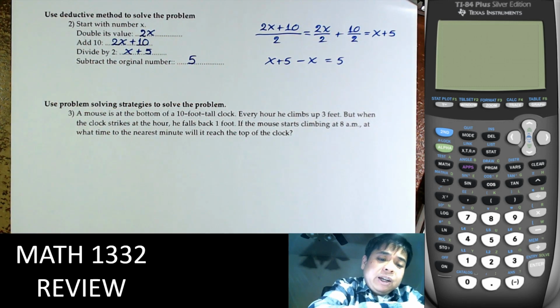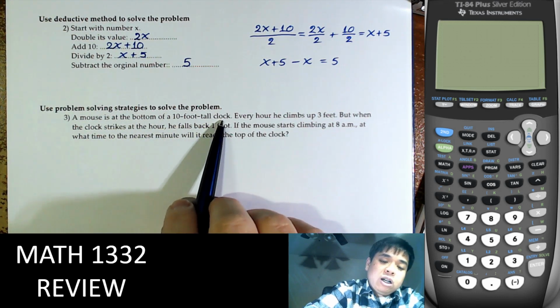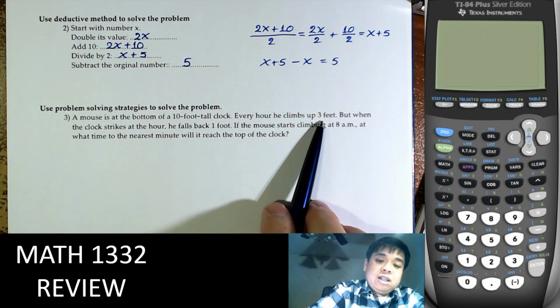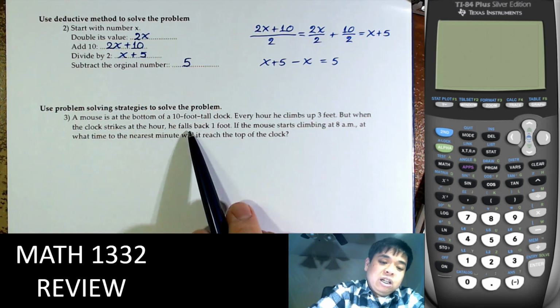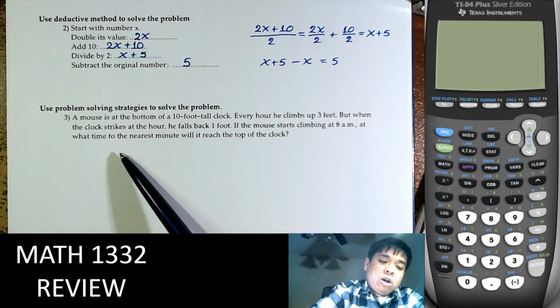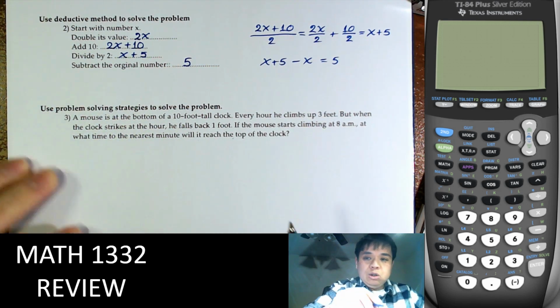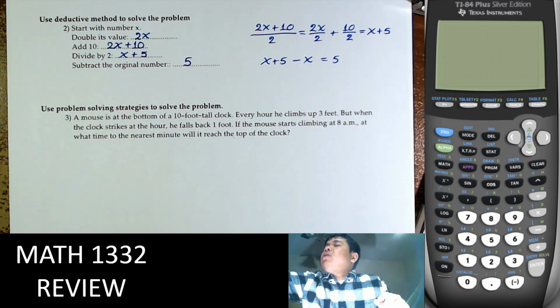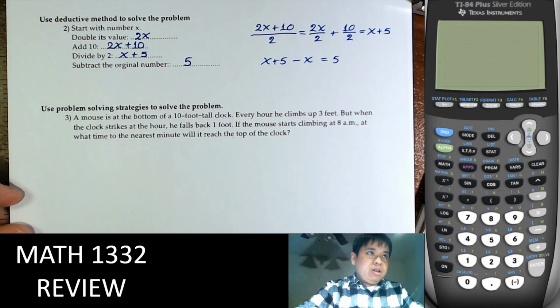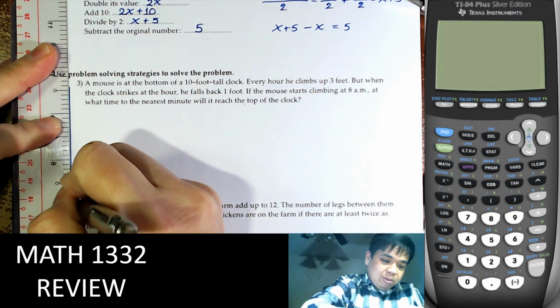Right, next we have these two problems here. Usually there's a way to do that using algebra, but now we just do the reasoning and use that to do this problem. A mouse is at the bottom of a 10-foot tall clock. Every hour he climbs up 3 feet, but when the clock strikes the hour, he falls back 1 foot. If the mouse starts climbing at 8 a.m., at what time, to the nearest minute, will he reach the top of the clock? I said there might be a formula using algebra, but I'm just going to do simple reasoning here without any high level of math at all.